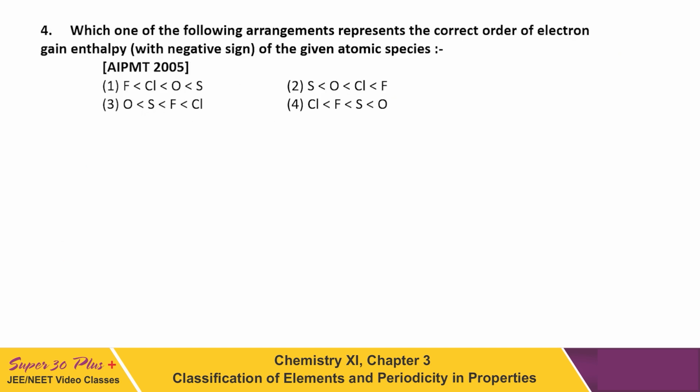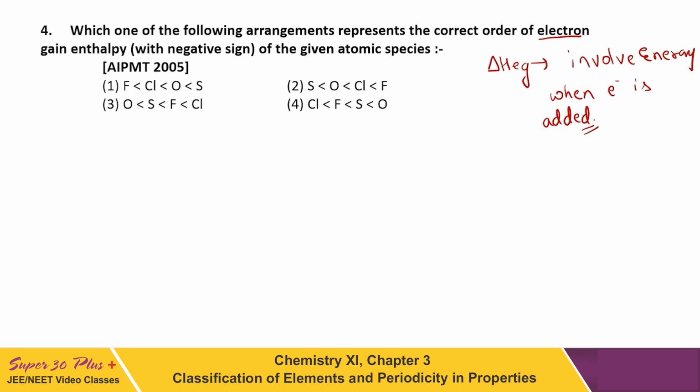Then the next question says, which one of the following arrangements represents the correct order of electron gain enthalpy, of course with a negative sign? See, what is electron gain enthalpy? If you remember, I taught you in this chapter that electron gain enthalpy is the energy involved when an electron is added to the outer shell of an isolated gaseous atom.